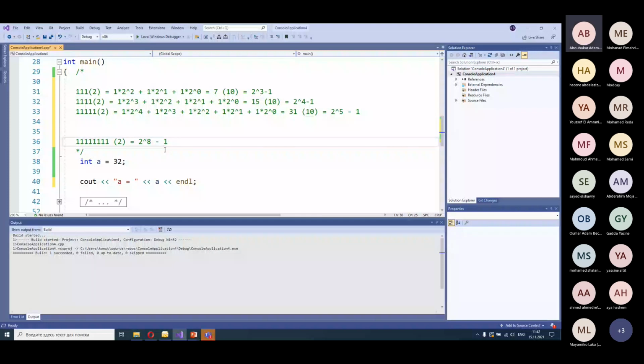It means that the largest integer number that we can write in 1 byte cell is 2 power 8 minus 1.